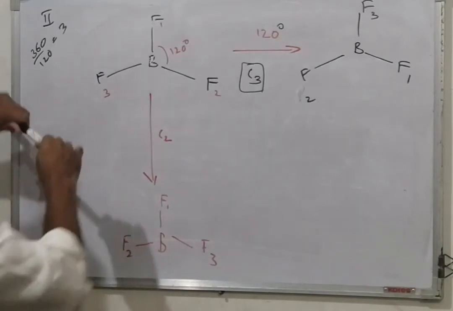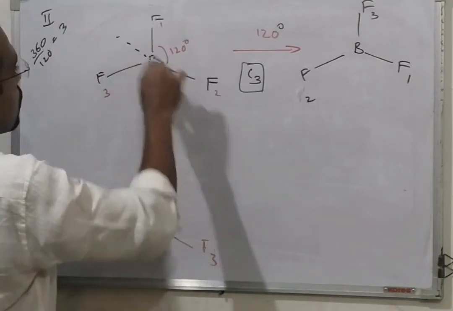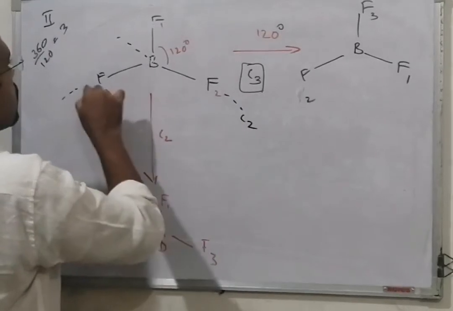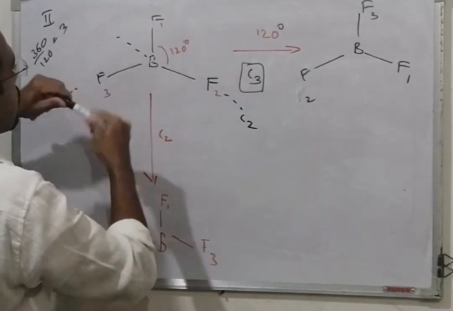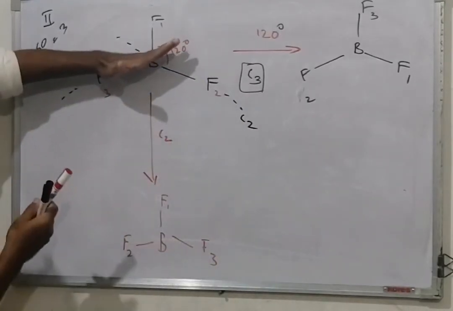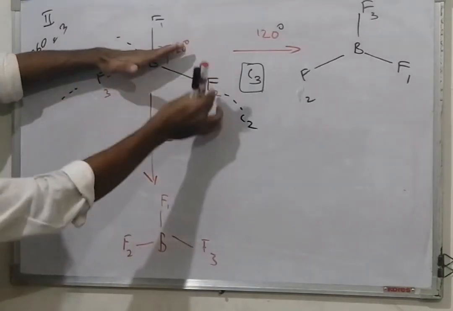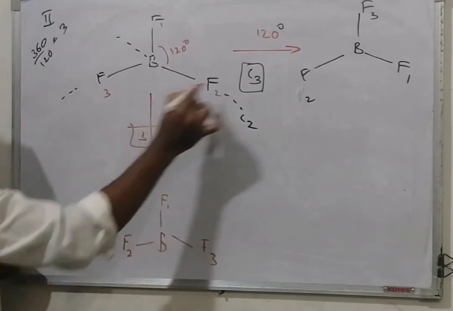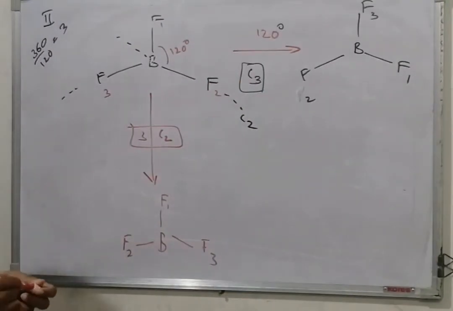How many C2 are possible? I have a C2 like this also. This is also C2, this is also C2, because I can rotate like this. Okay? I rotate F2 here, F1 here. Therefore it has 3 C2. Do you remember? Just 3 C2, 1 C3.